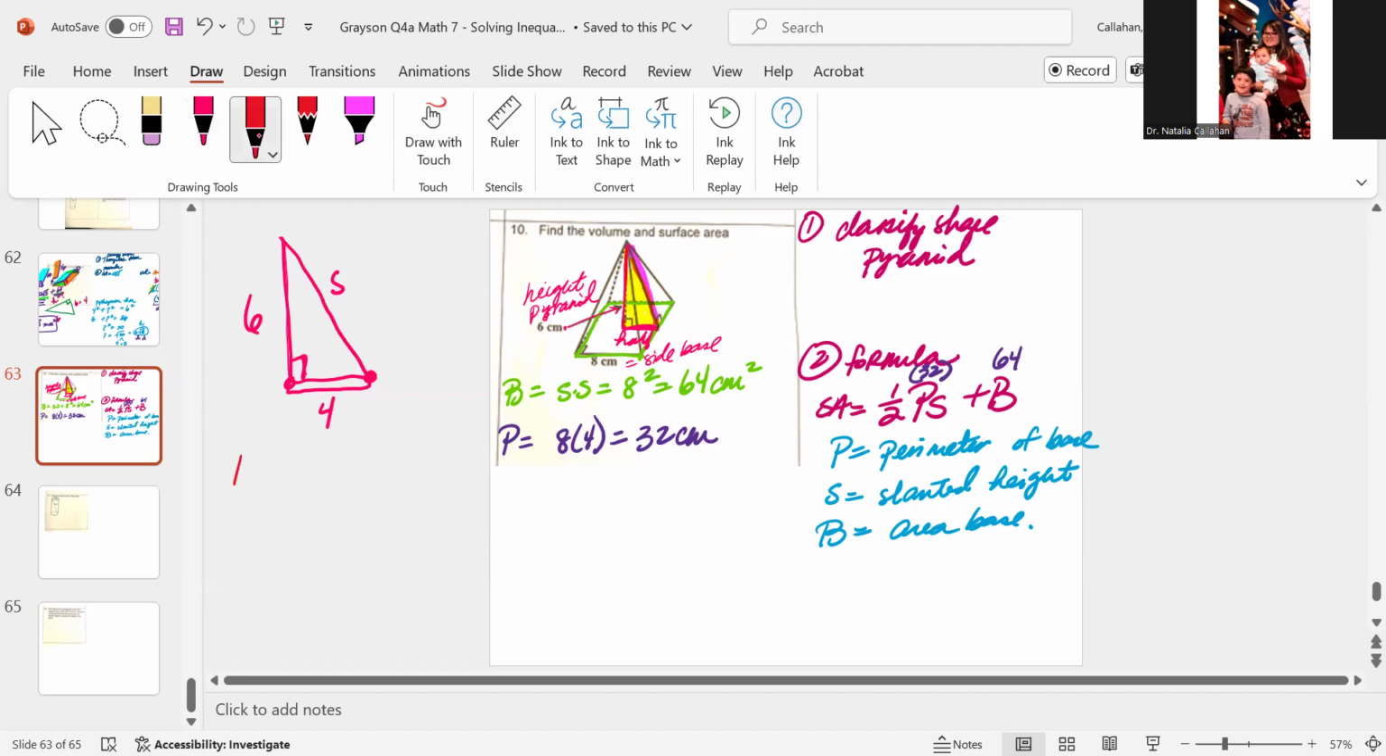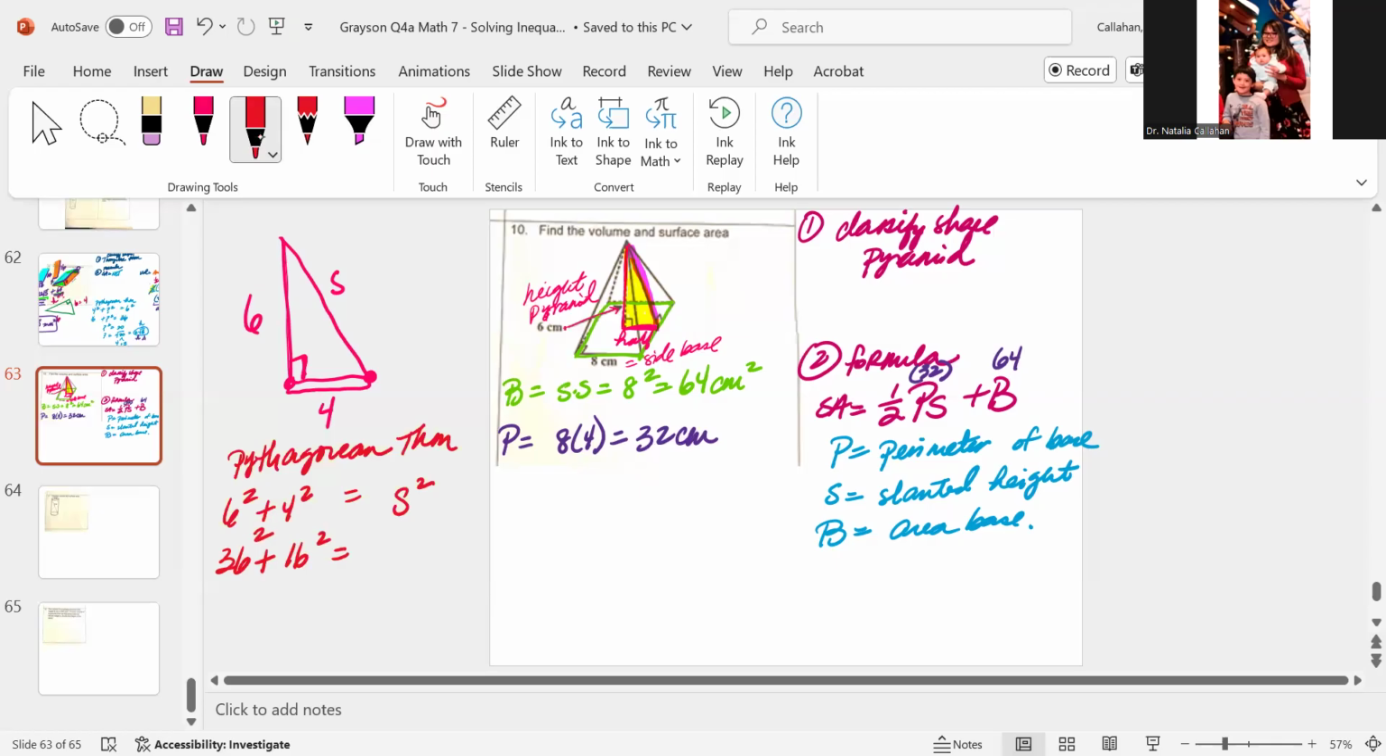Let's use the Pythagorean theorem to find the slanted height. The slanted height is also, is it the shorter side or the longer side? Longer. It's the longer side. So we'll put S squared as the longer side and then add the squares of the two shorter sides, right? 36 plus 16 squared, go ahead and solve that, please.